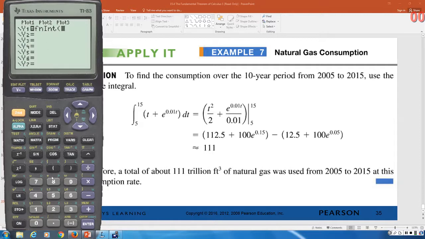And the derivative is x plus e to the 0.01x power, close parentheses. I'm going to see if it'll do it. I don't remember if it'll do it or not. And then it's with respect to x. I'm going to try to graph it from 5 to 15 and see what we see. I don't know if it'll work or not.